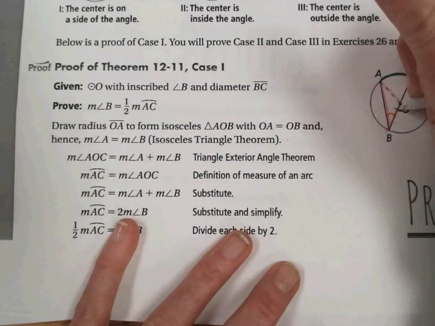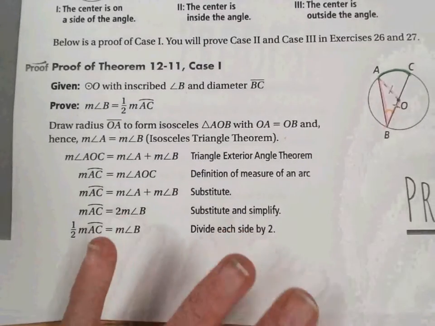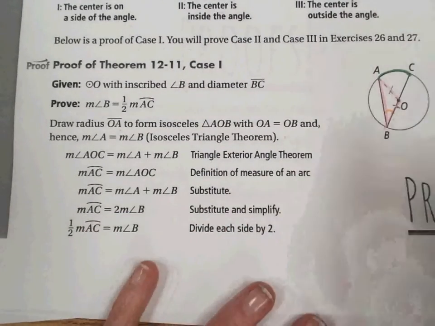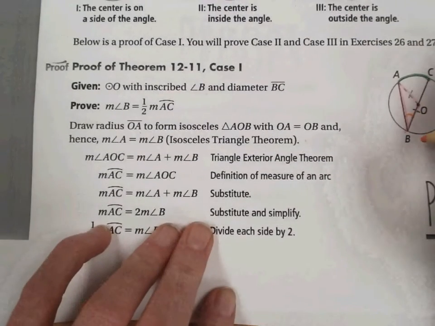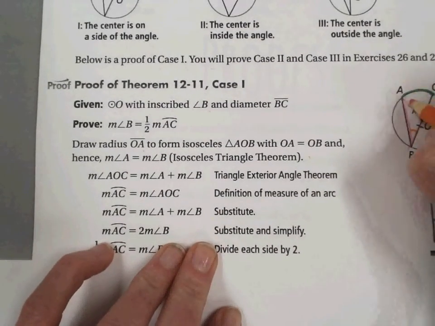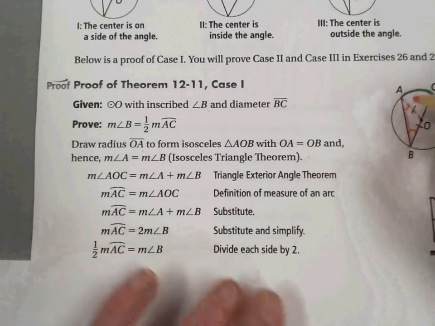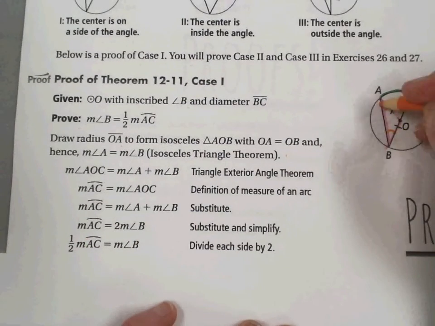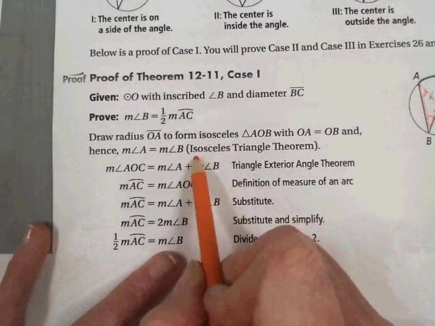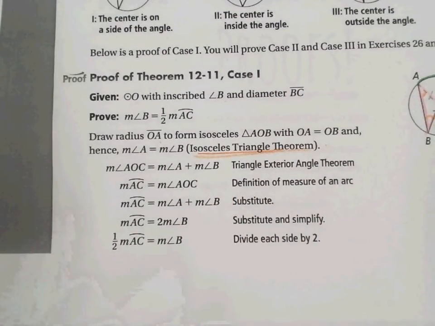And another part of that definition would be to say that angle B is going to be congruent to angle A, right here. Sorry, not angle AOC, but angle A. Because these two congruent legs have opposite angles that are also congruent to one another, right? And that's by the isosceles triangle theorem.